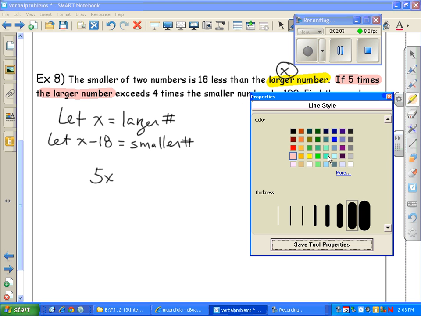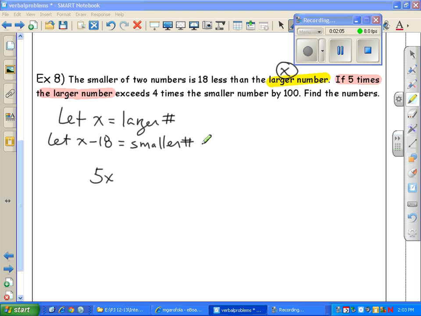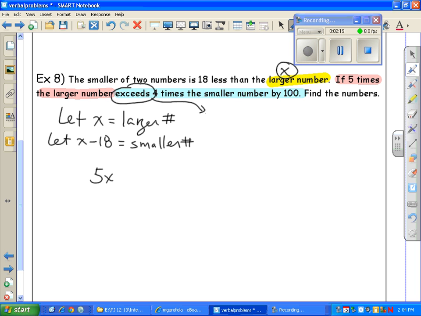And then I could take a different color and highlight some other information. Exceeds 4 times the smaller number by 100. That's where we're going to get the rest of our equation. Now, we haven't seen this term in any example we did in class, and exceeds is another way of saying is more than. So another way to read this would be to say if 5 times a larger number is more than 4 times the smaller number by 100.